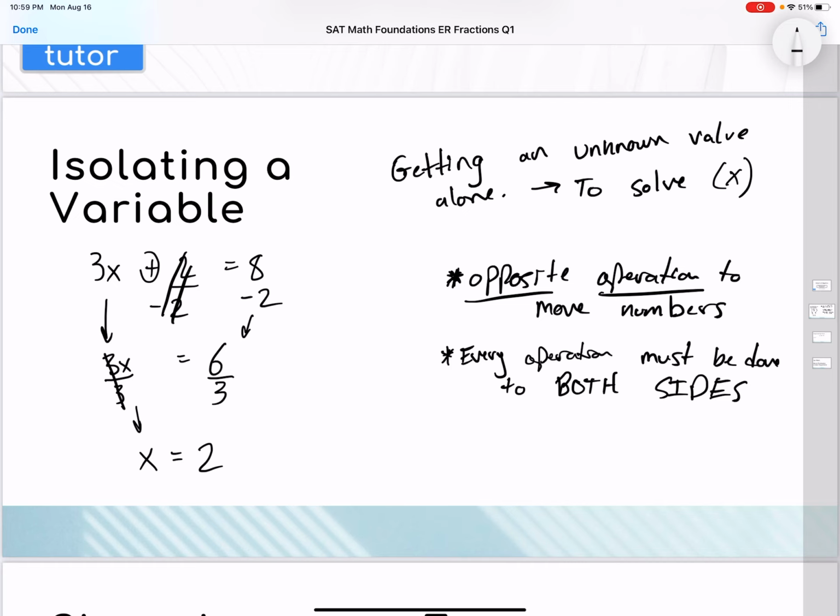Of course, we can check that by plugging it into our original equation. 3, with 2 substituted for x, plus 2 is equal to 8. Well, 3 times 2 is 6, added to 2 more would be 8, which is true.